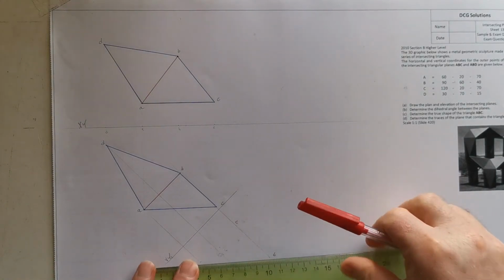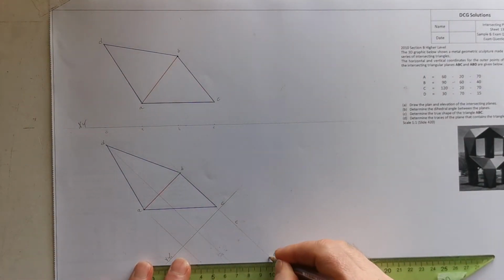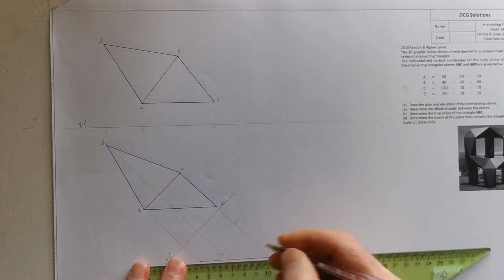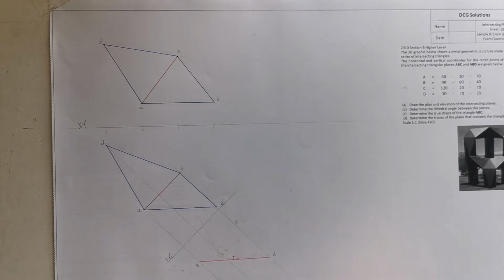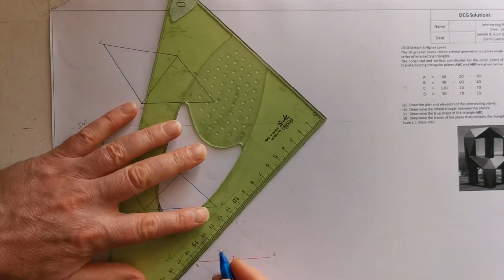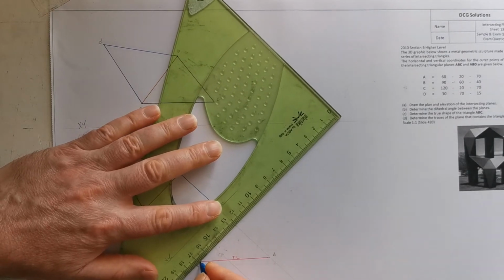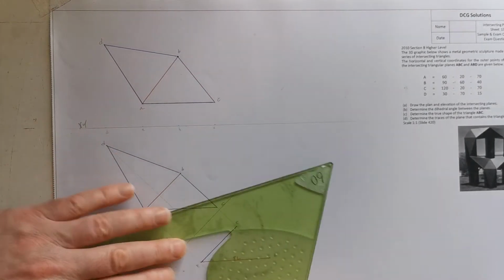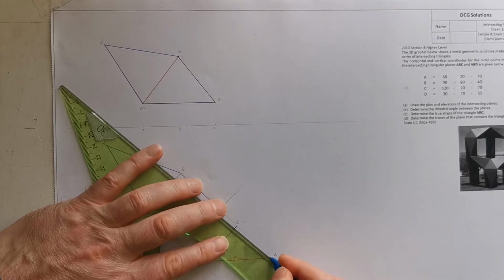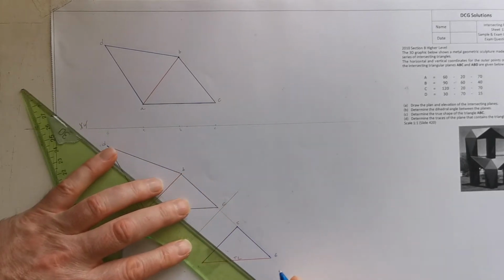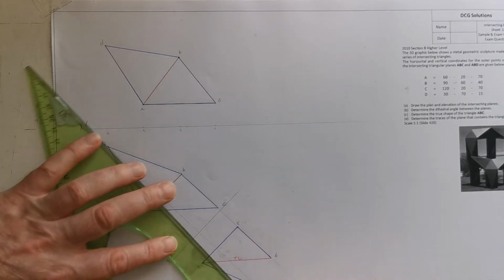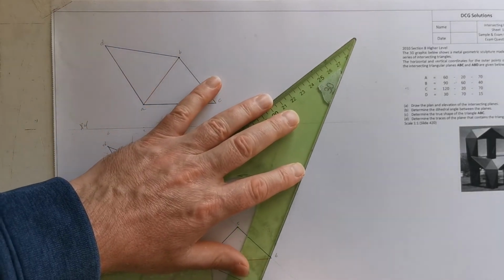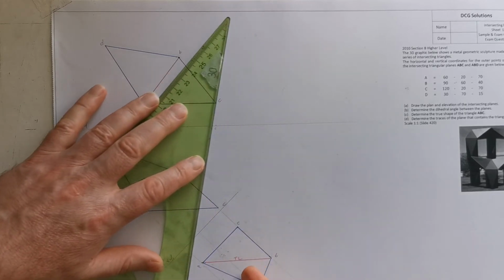So the most important one here is the AB line, because I wanted the true length of that. I'm just going to stick a TL for true length on that. So I'll just complete these planes again. So there's ABC, and here's ABD. Now I've got a true length of the line of intersection.